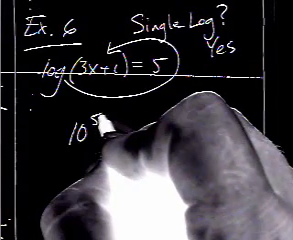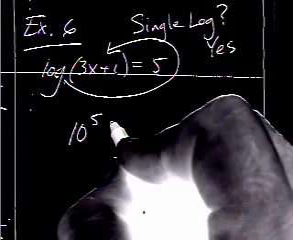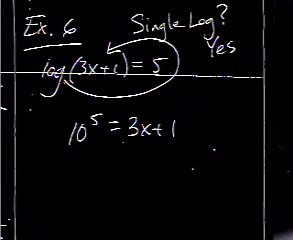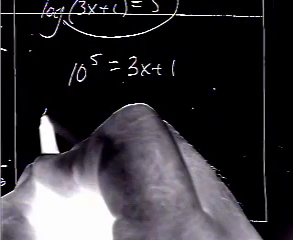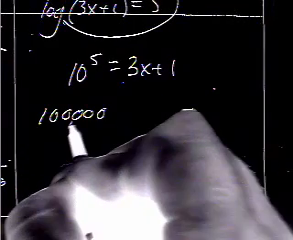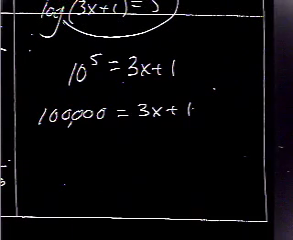So 10 to the 5th power, right? 10 is the base, 5 is the exponent, equals 3x plus 1. Now 10 to the 5th, isn't that a 1 with 5 zeros? So that's 100,000 equals 3x plus 1.